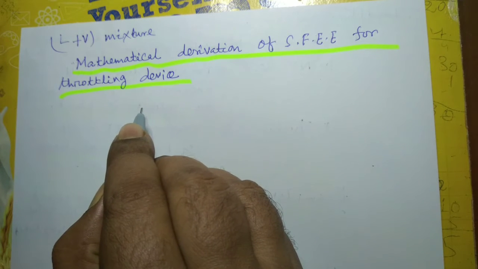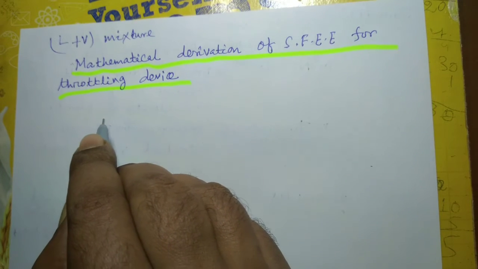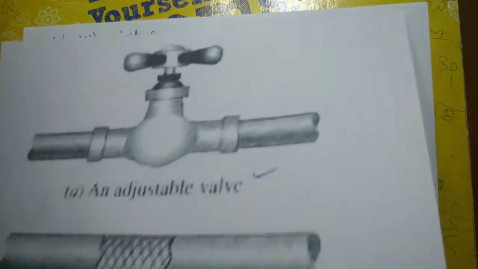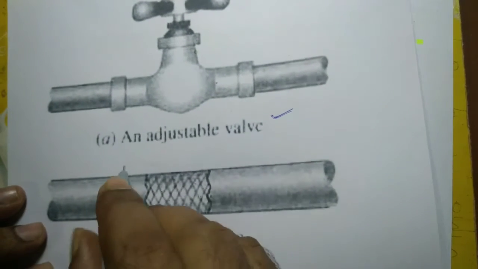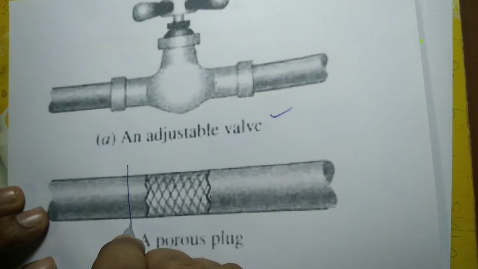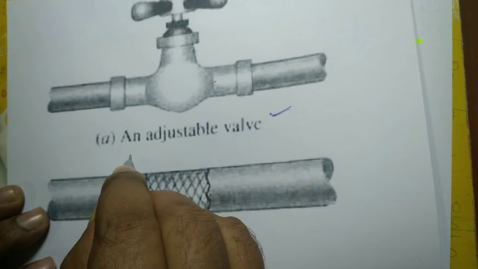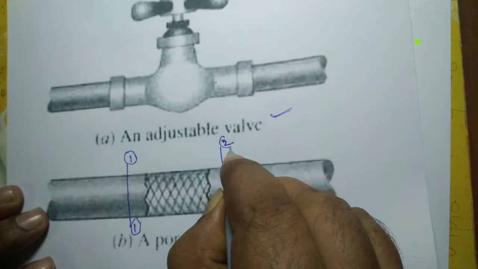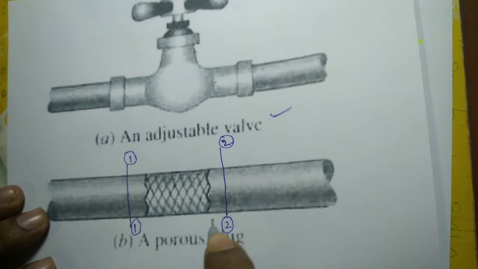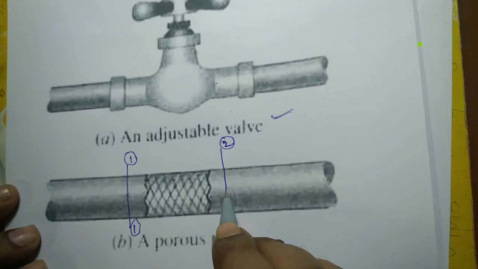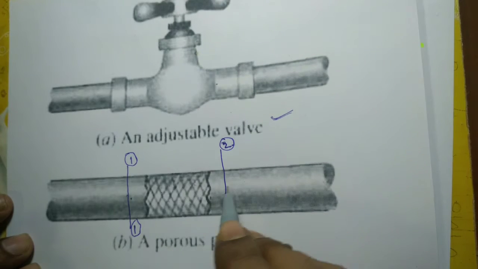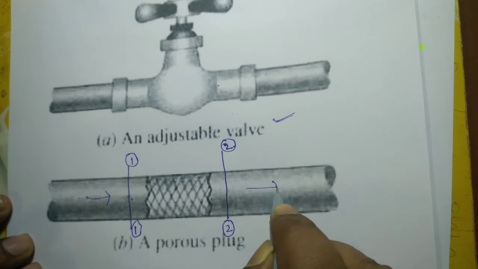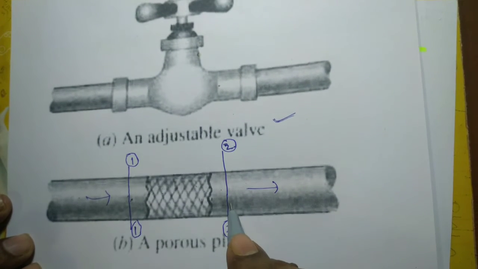So what will be the case for this throttling device? Suppose we take the example of this porous plug. You see, suppose this is section 1, the inlet section, and this is section 2. You know, a porous plug is a steady flow device. So this is the upstream side and this is the downstream side. Here the fluid enters and flows in this direction, so this is obviously the upstream side and this is the downstream side.